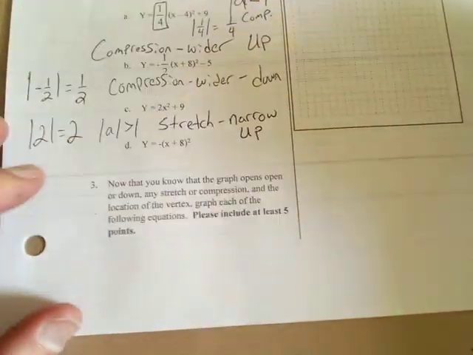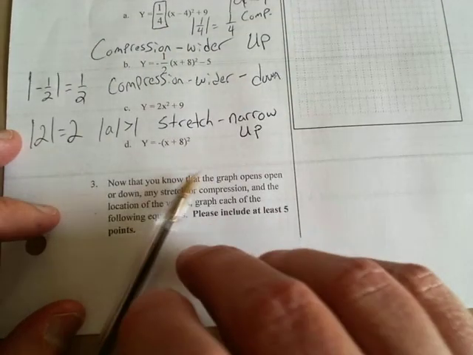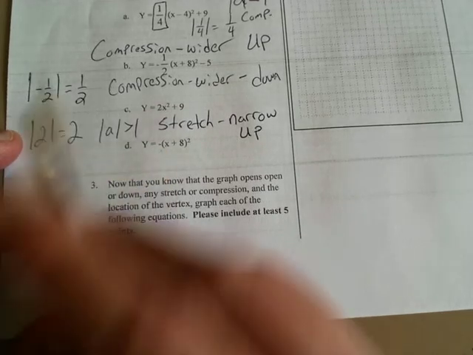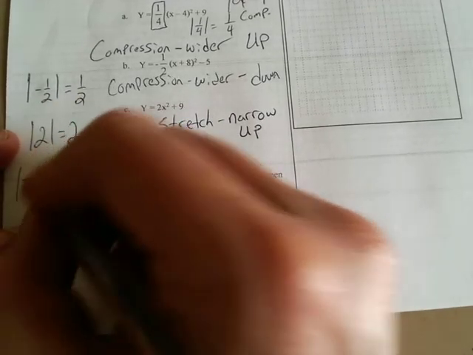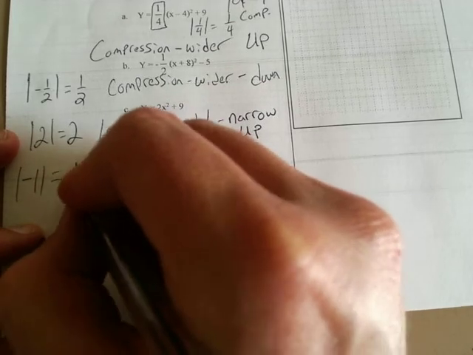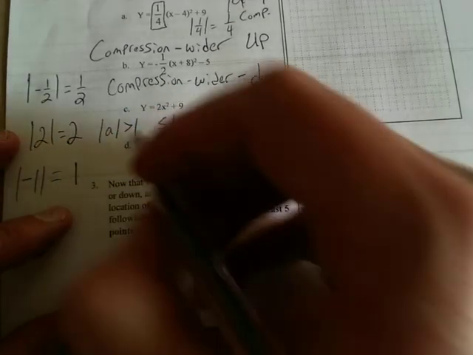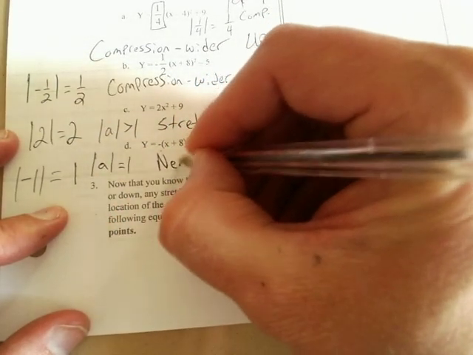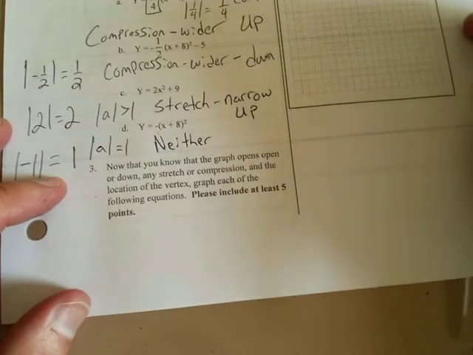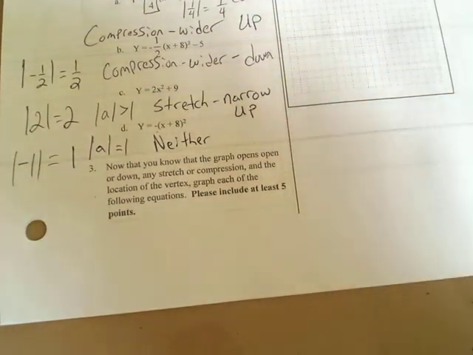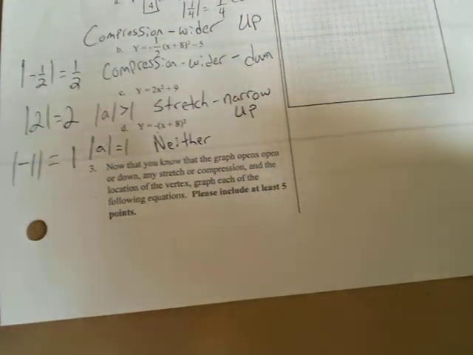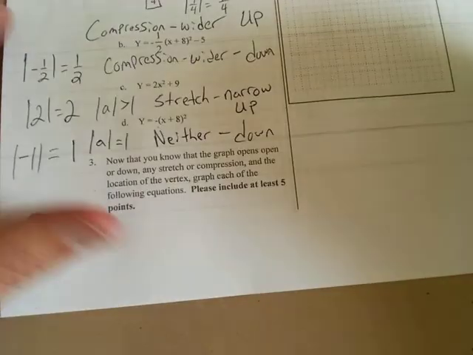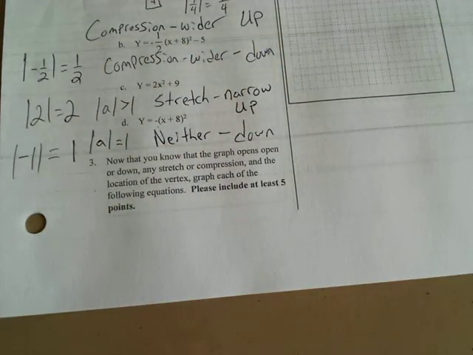Stretch, narrow, and up. D, I don't see a number out in front here, so what do we have? Yes, negative 1. So the absolute value of negative 1 is equal to 1. Well, when the absolute value of A is equal to 1, there is neither a stretch nor a compression, which means it's not going to become more narrow or wider. This is negative, so it is going to open down. So just neither and then down. That's what you should have said.